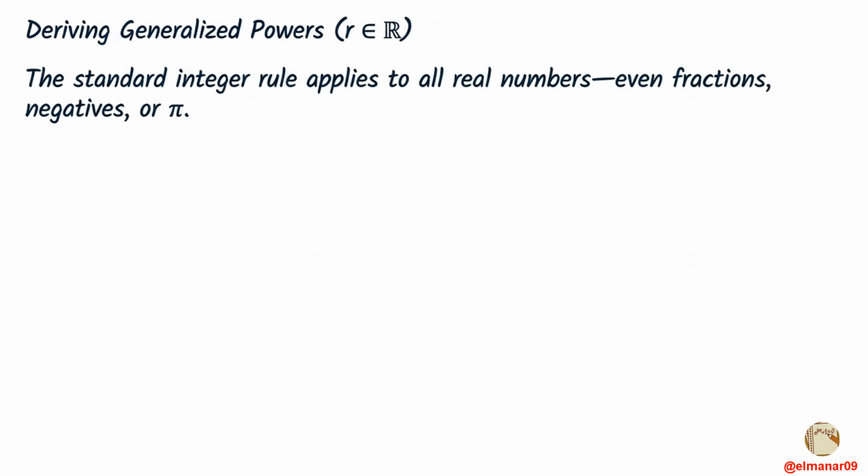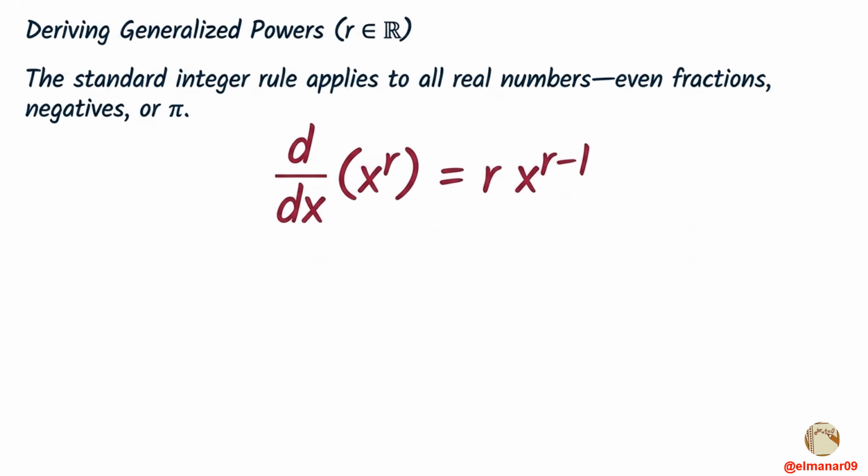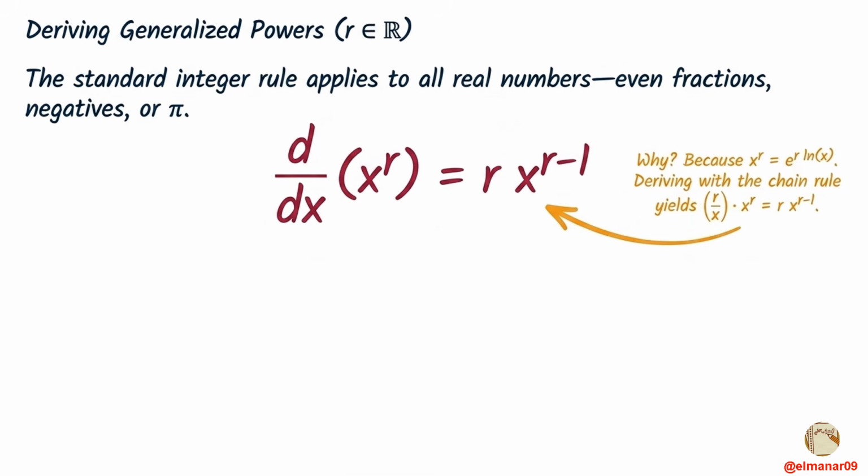Now, let's look at the heart of our calculations, the power rule for generalized powers. The rule you already know for integers works for all real numbers, even fractions, negatives, or even pi. The derivative of x raised to the power of r is simply r times x raised to the power of r minus 1. Why? Because we can rewrite x to the power of r as e raised to the r times natural log of x. Using the chain rule on that gives us our familiar formula.